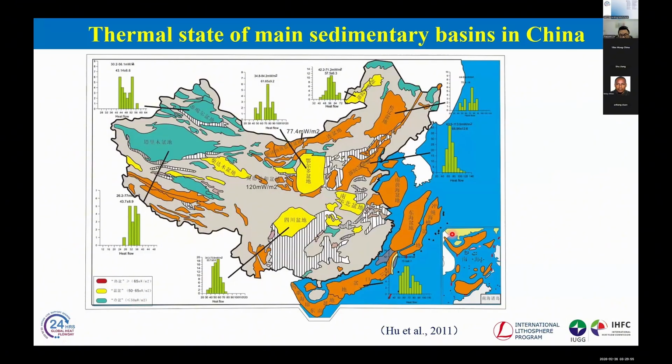So from the east to the west, we can see the heat flow for the basins gradually decreases. In East China, such as the East China Sea Basin and South China Sea Basin, the heat flow is as large as 80 milliwatts per meter squared. While for Northwest China, such as the Tarim Basin or Junggar Basin, the heat flow is near to 45 milliwatts per meter squared. So this is totally different from the east to the west.